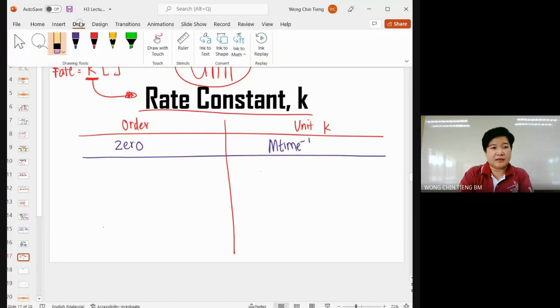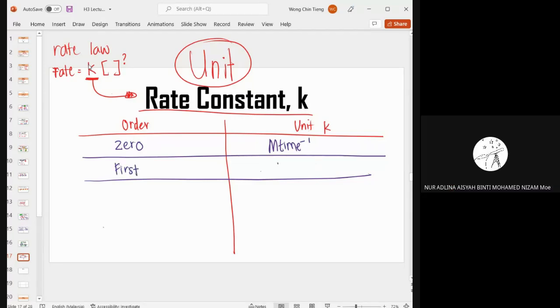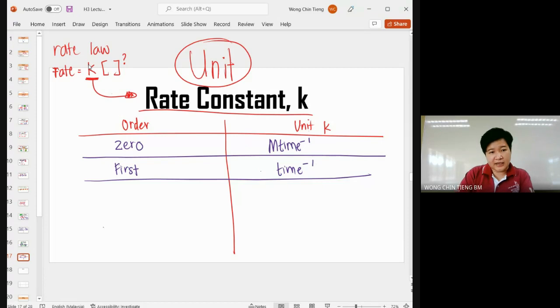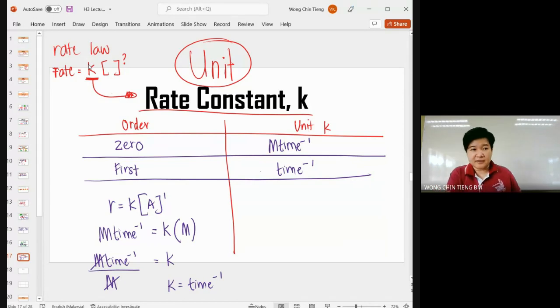What would be the unit kalau dia adalah first order? Time negative 1. Kenapa kalau first order time negative 1? R equals to K concentration A to the power of 1. R is M time negative 1. R takkan ubah. Yang saya nak cari adalah K. Concentration adalah molar. So bawa ke sebelah, K akan sama dengan molar per time over molar. Molar cancel off. K akan jadi time negative 1. Nampak? Okay. Senang je benda ni.